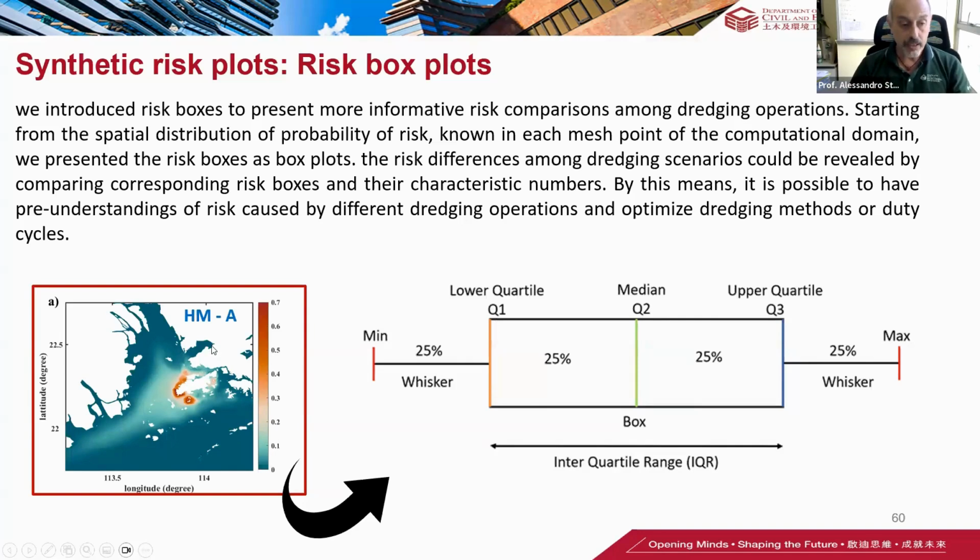So what is the idea? I took, for example, this map here. This means that in your area of interest, you have a distribution of numbers between 0 and 1. We cut it at 0.7, but it reached 1. And with these numbers, you produce a box plot.